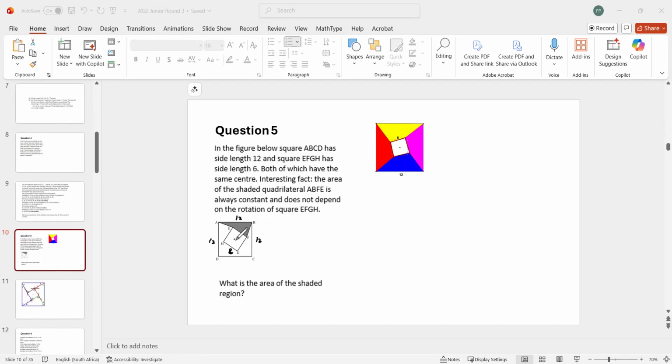You can see this EFGH has been rotated, what it means is that maybe originally it was horizontal. So it could have been something like that. And then you had a small square sitting inside there.